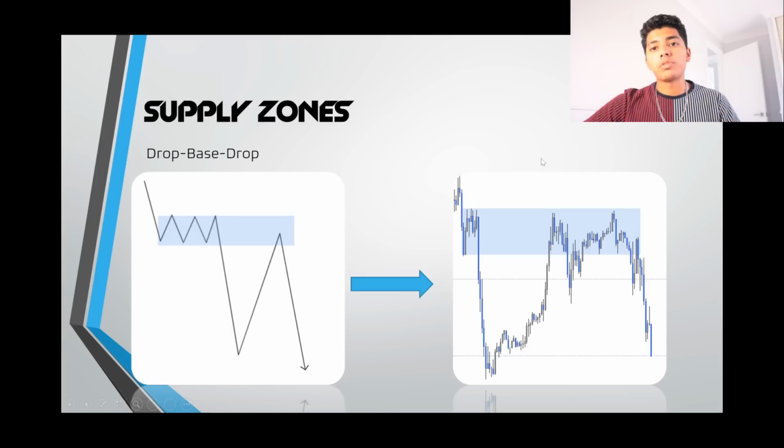So those are our main types of supply and demand zones and what they look like. So I hope that makes sense. So without further ado, let's get straight into it.